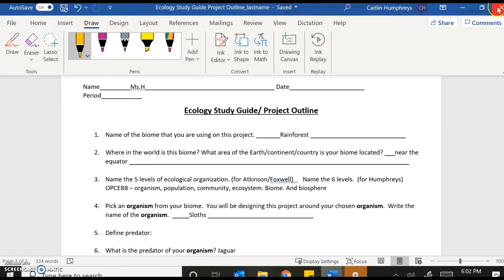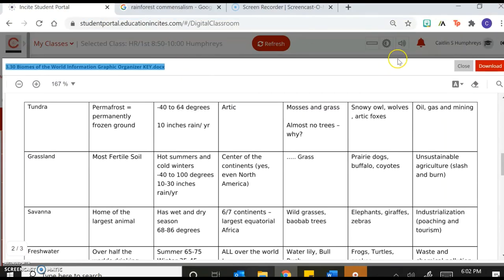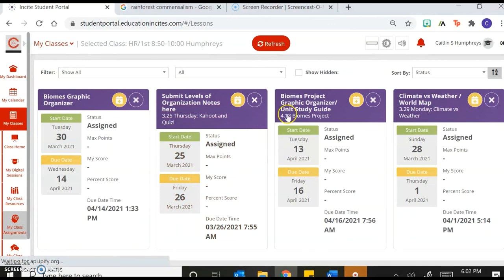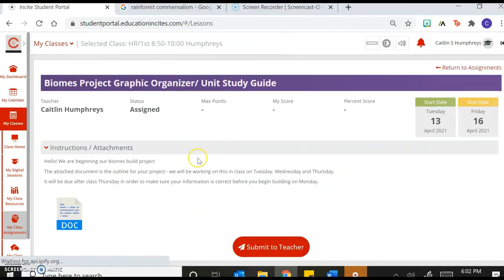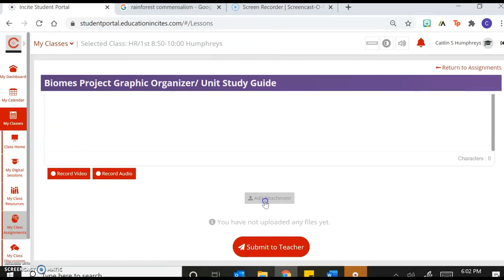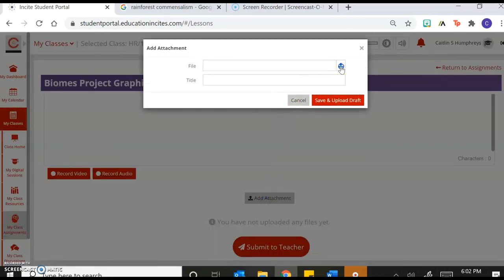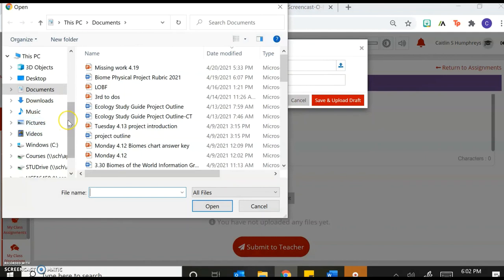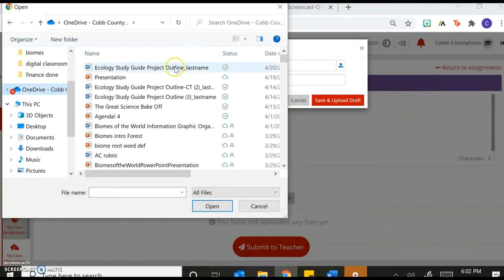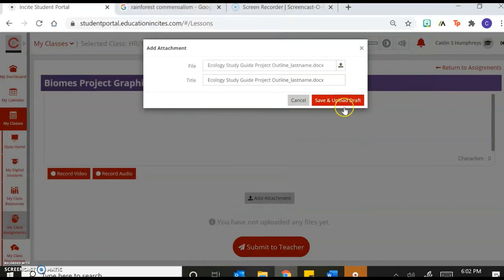So I'm going to close my application. I'm going to go back into my assignments. And I was on project. Here I have add attachment. This is where I'm going to upload my file. And here is where I'm going to choose my OneDrive. Here is my latest because I have it by date modified. If you have it by name, you can just hit right here and it shows your most recent. So I'm going to click that.